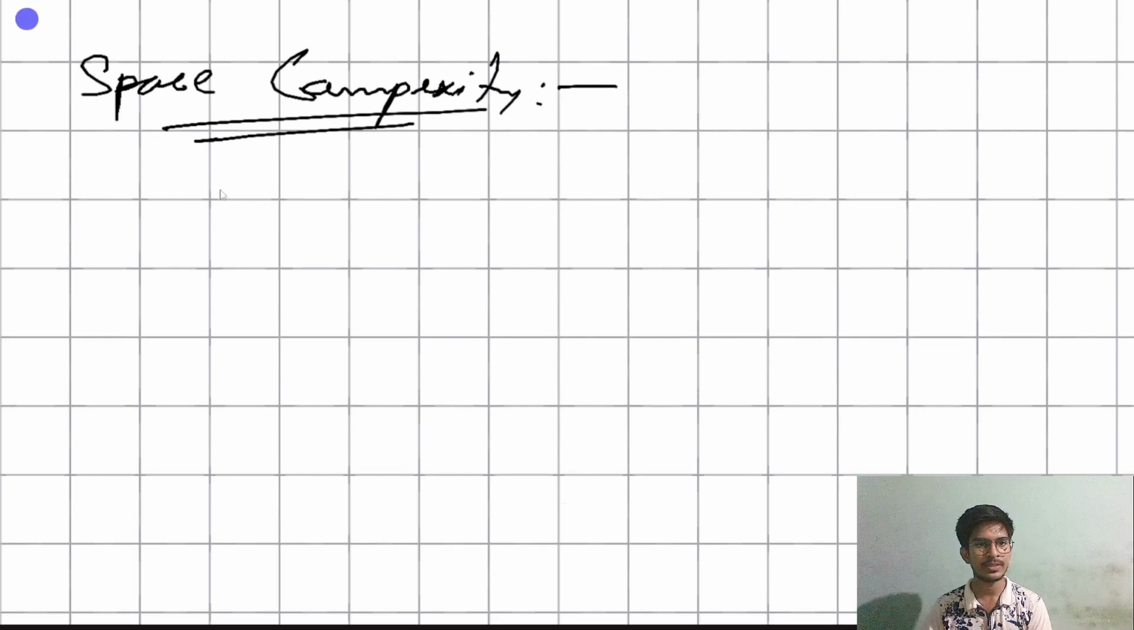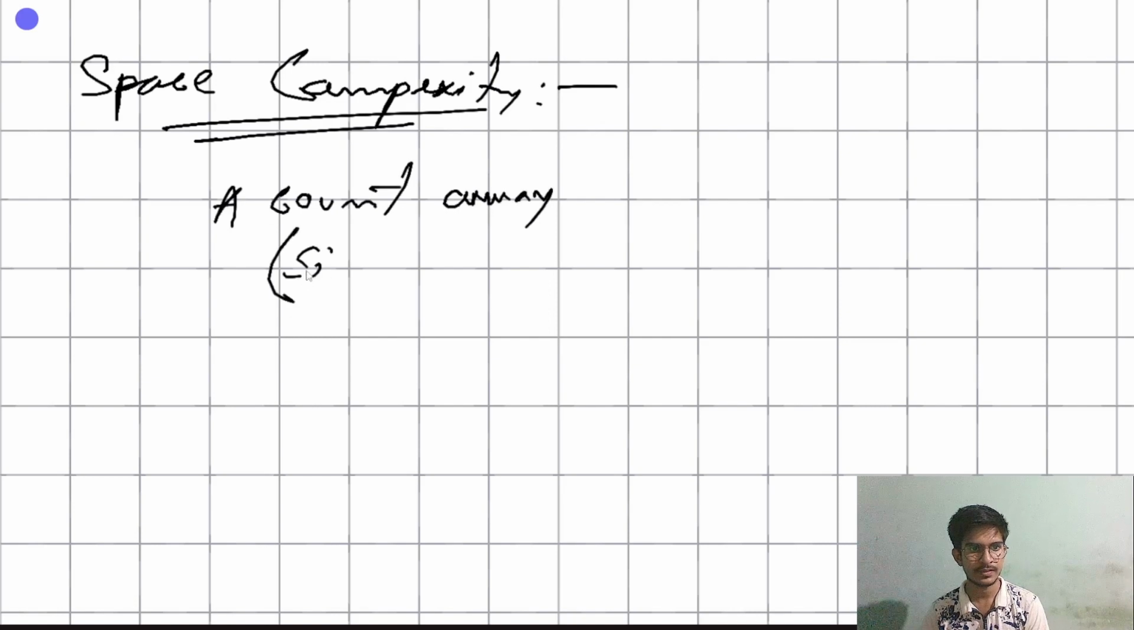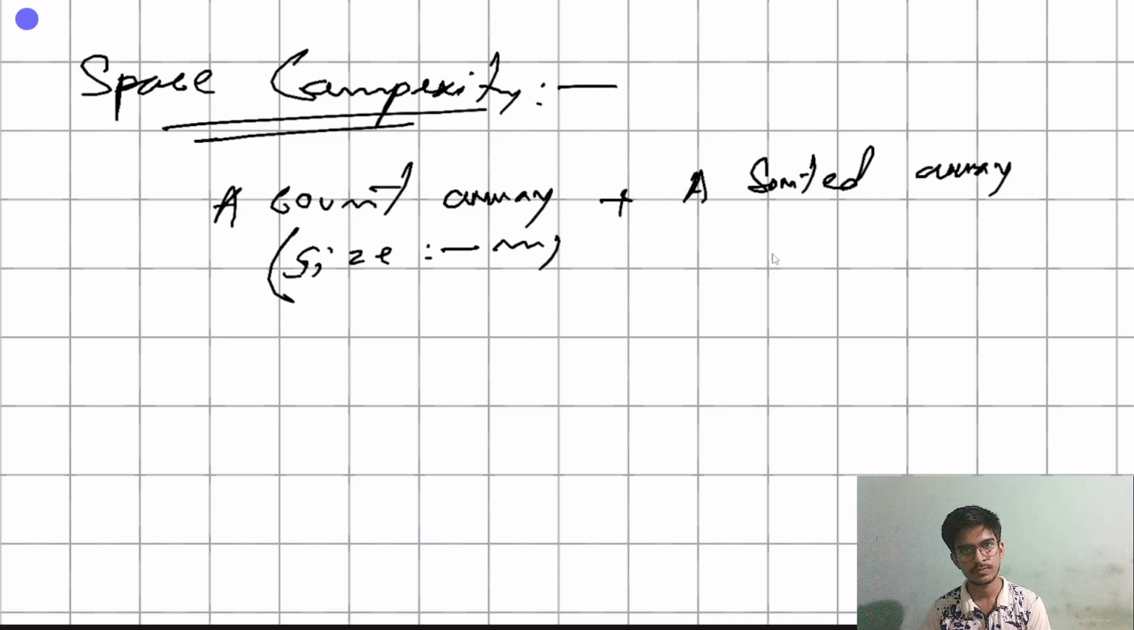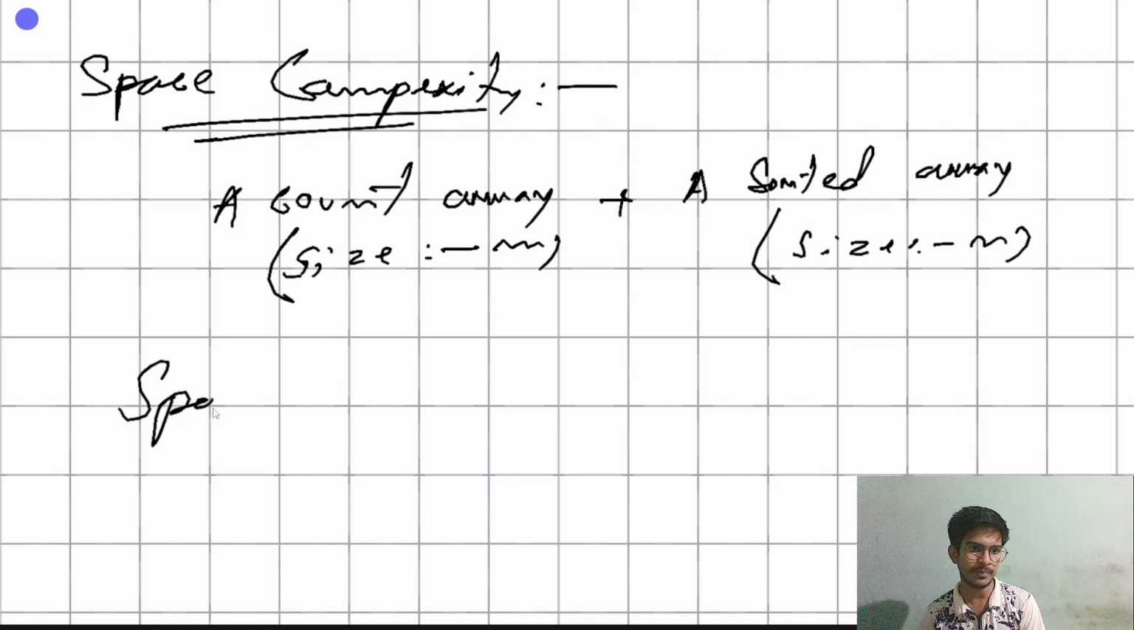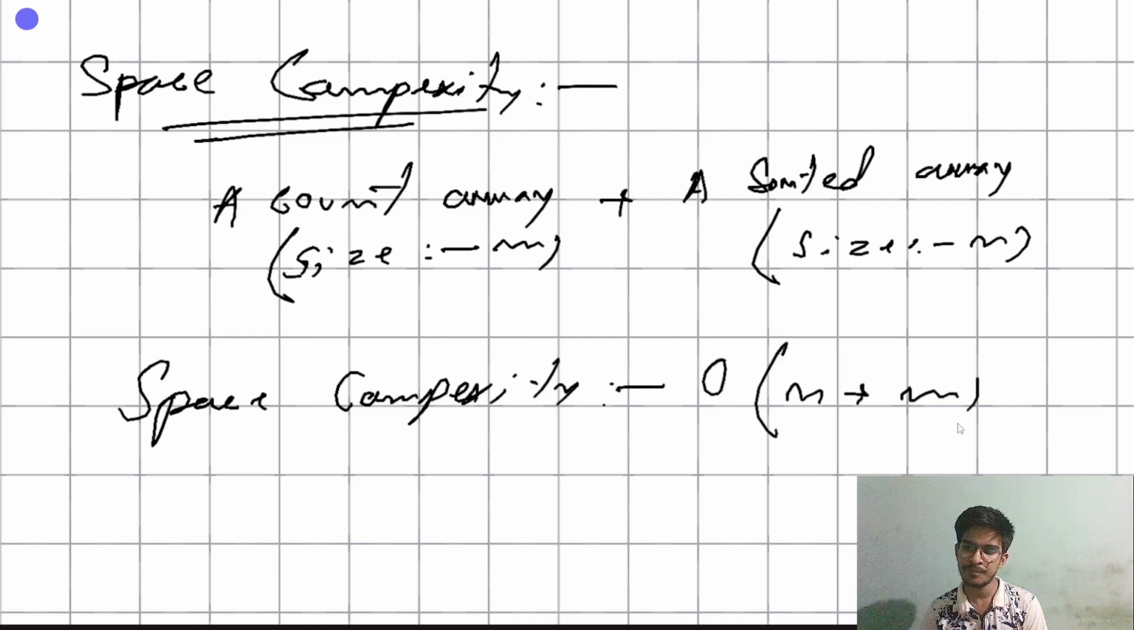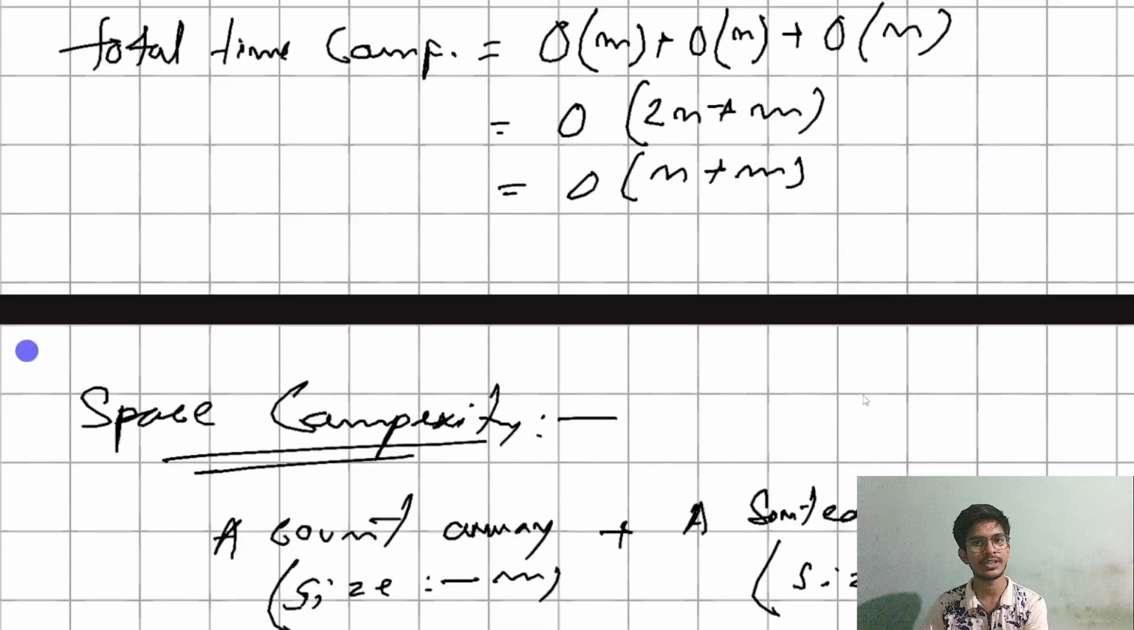That means first of all we need a count array of size m, plus a sorted array of size n. So its space complexity will become big O of n plus m. So it is actually the same as the time complexity.